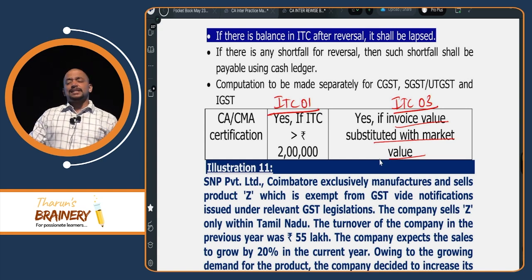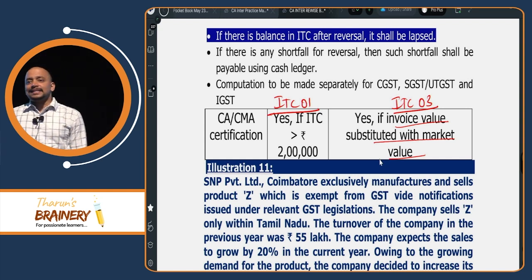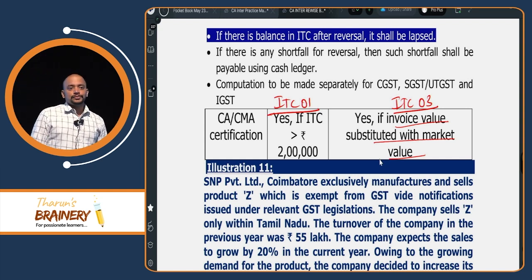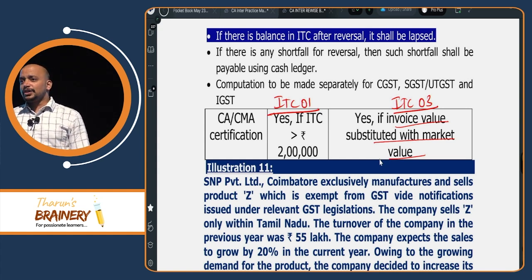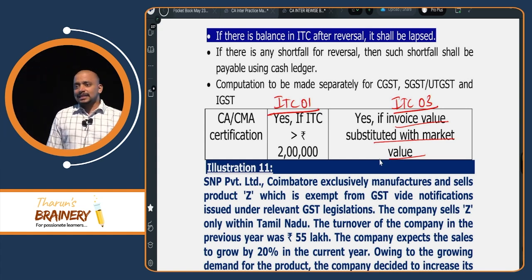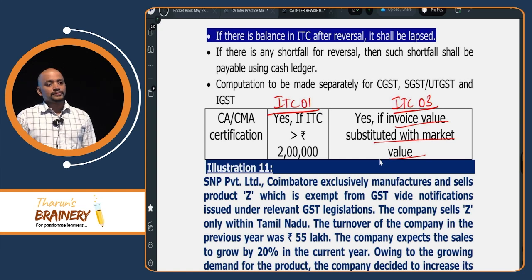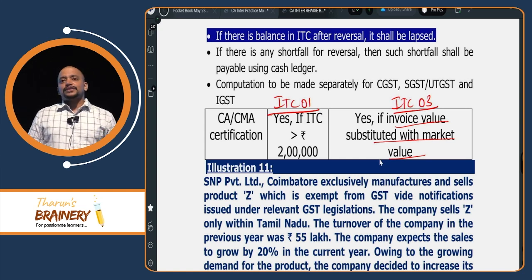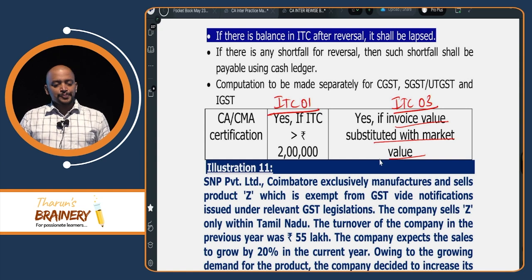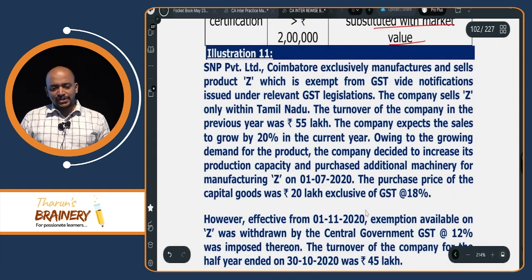ITC 1, certified by CA/CMA? Yes, if ITC exceeds 2 lakhs. ITC 2, always yes. ITC 2A, no. ITC 3, yes, if invoice value is substituted with market value. Now, look into this illustration 11.